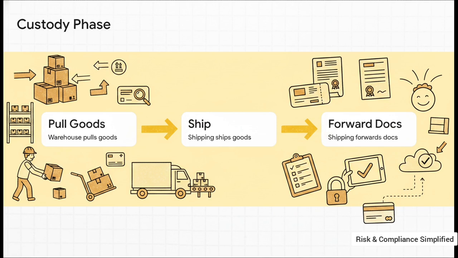Right here, the warehouse and shipping departments are handling the custody portion of ARC. They're in physical possession of the assets, sure, but they can only move them based on that strict authorization they receive from the credit department.